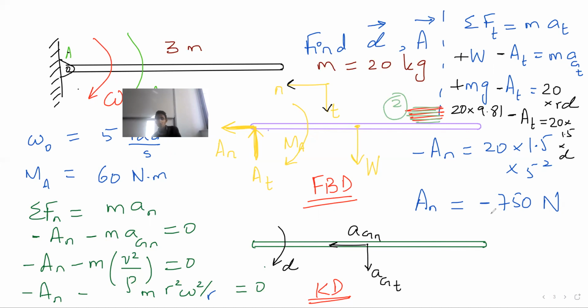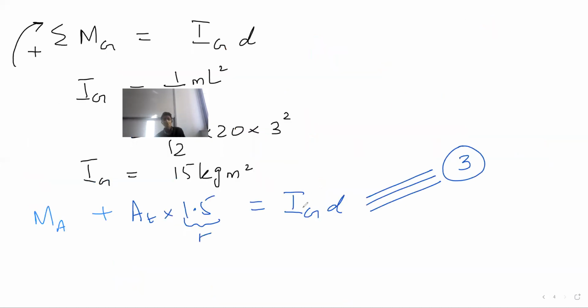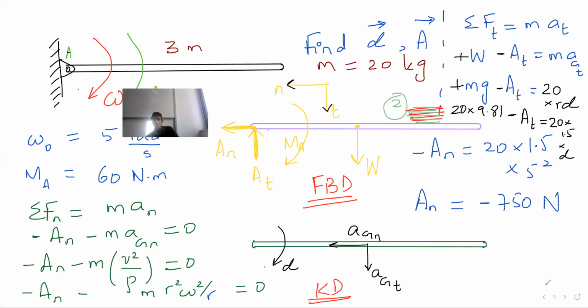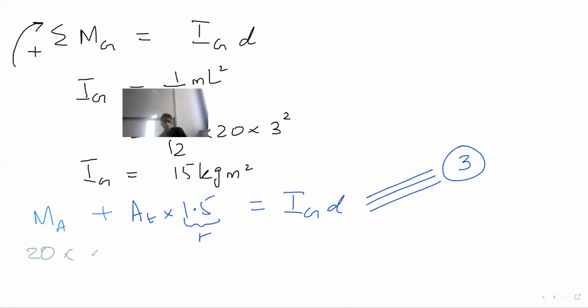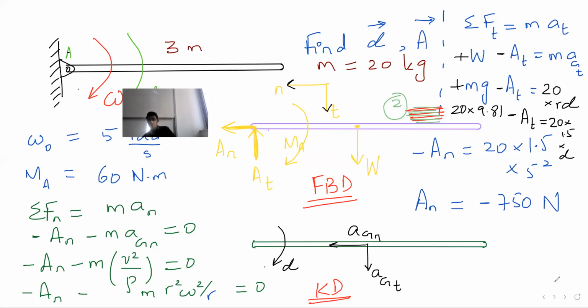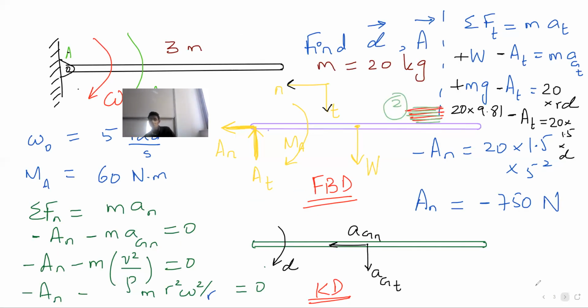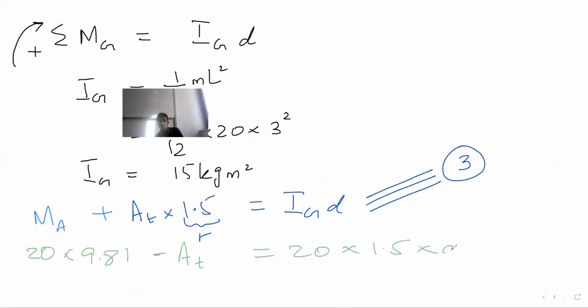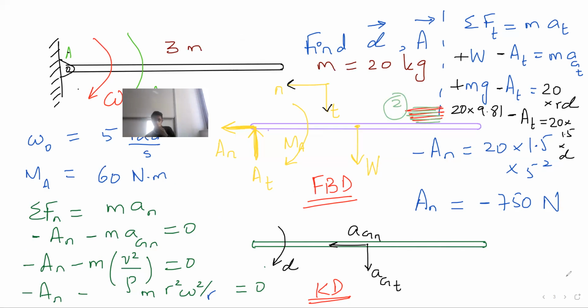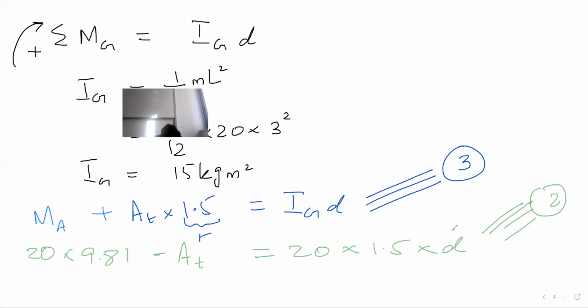So why don't we solve it together? So let's say MA plus AO into 1.5 equal to Ig alpha, and let me write the equation 2 as 20 into 9.81 minus AO equal to 20 into 1.5 into alpha. Solve it and give me the value of alpha. And also please tell me the value of AO. Alpha comes out to be 5.9 and AO comes out to be 90 Newton. Why don't you double check?